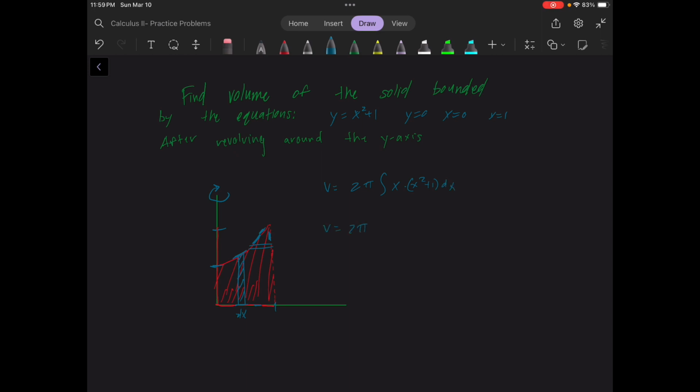V equals 2 pi. What are we integrating from and to? Well, the slices move all the way from here all the way to here, x equals 1. So they're going from 0 to 1. 0 to 1, x cubed plus x dx.